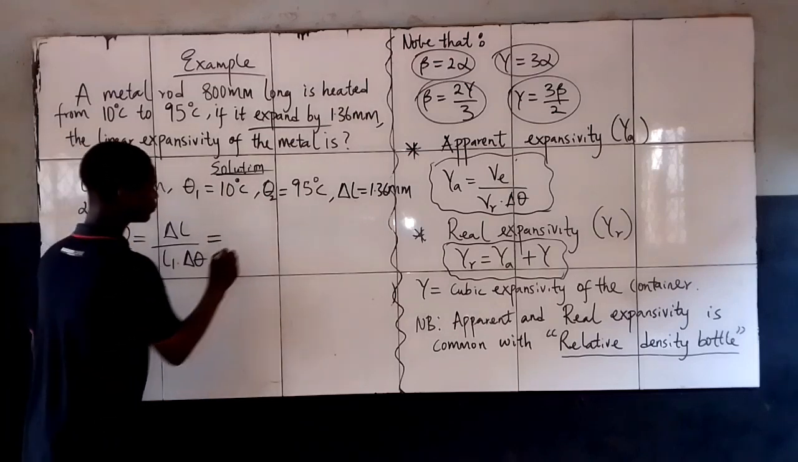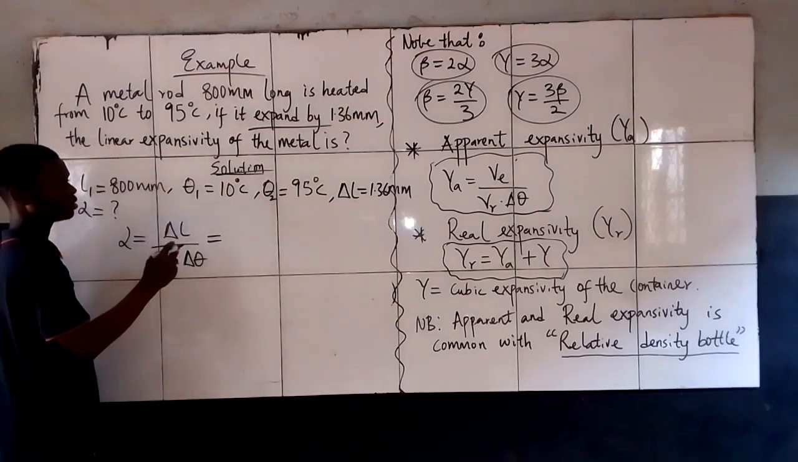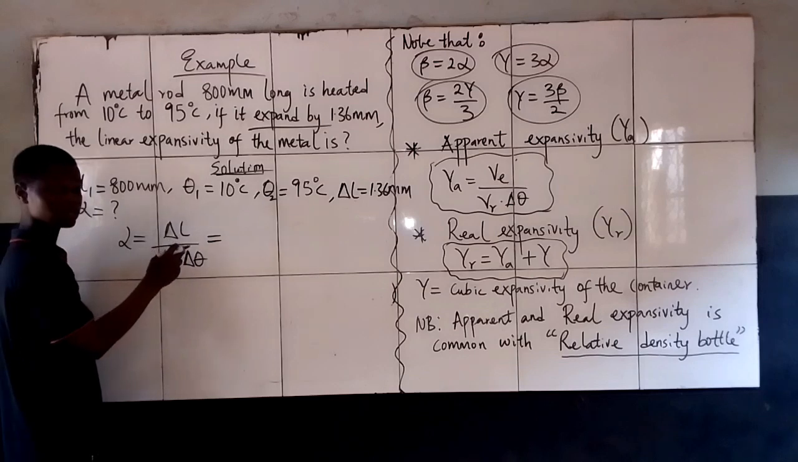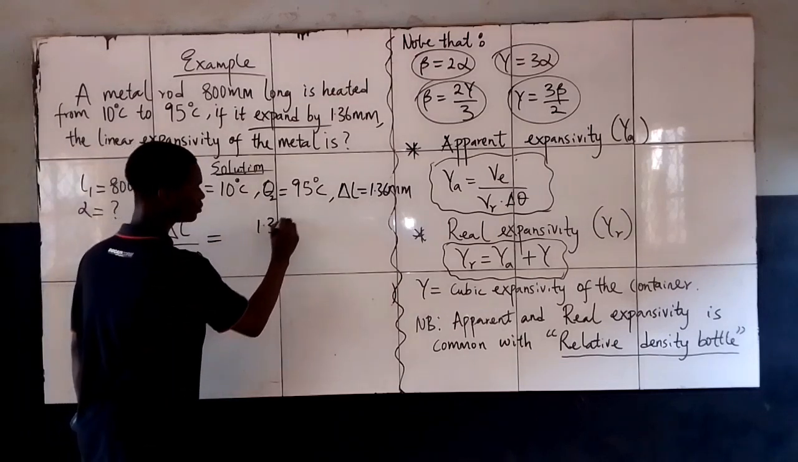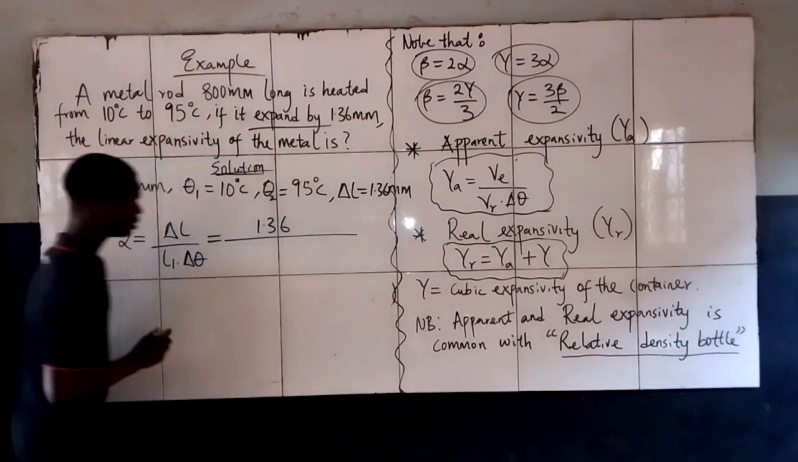So observe something. Were we given alpha directly? No. Were we given change in length directly? The answer is yes. So simply come and put 1.36 all over. Were we given L1 directly?